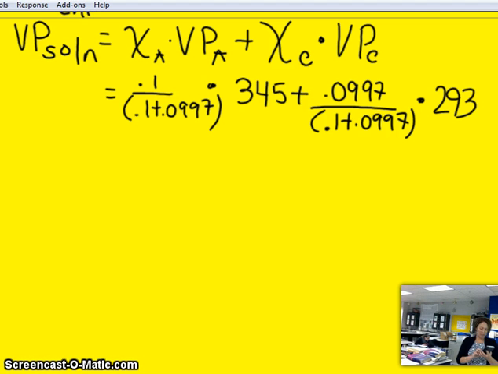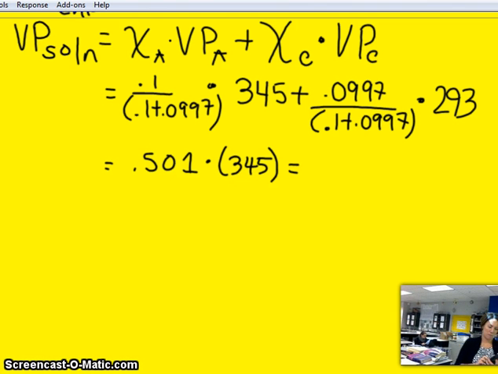Okay, so if I take 0.1 and divide it by 0.1 plus 0.0997, I get the mole fraction to be here, 0.501. And the mole fraction over here to be 0.499.